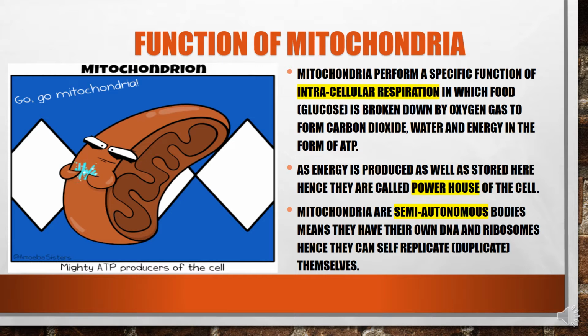And one important interesting characteristic of mitochondria is that they are semi-autonomous bodies. Semi-autonomous bodies means they are capable of self-replicating or self-duplicating themselves, means वो अपने जैसे structures खुद produce कर सकते हैं because they have their own DNA and ribosomes. So because of this reason they can self-replicate themselves, and these kinds of organelles are called semi-autonomous organelles.